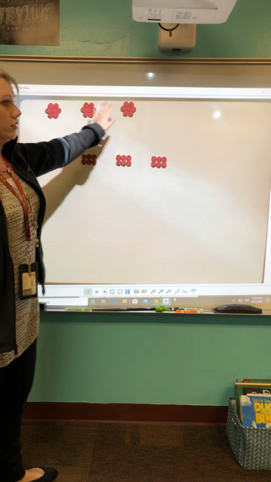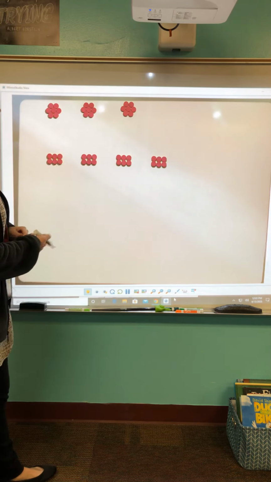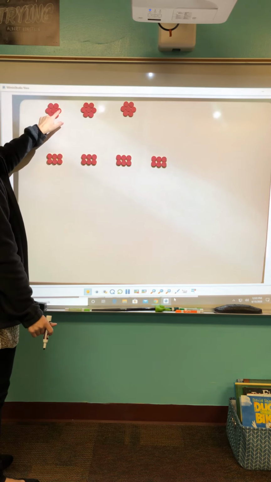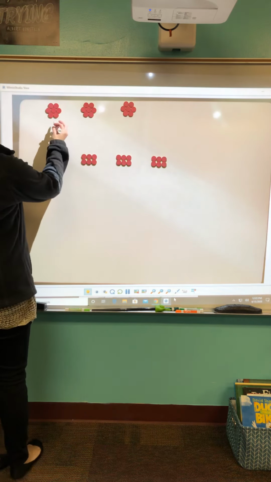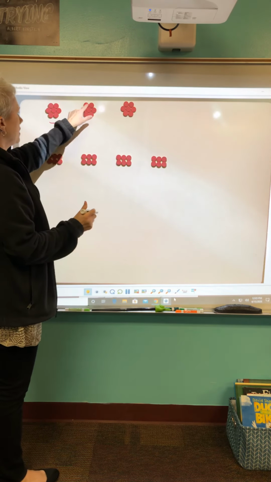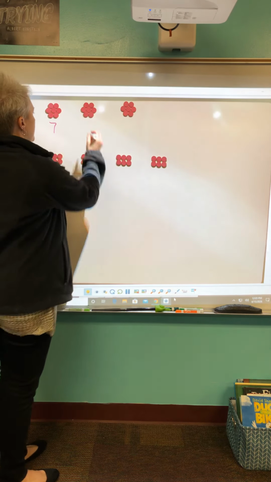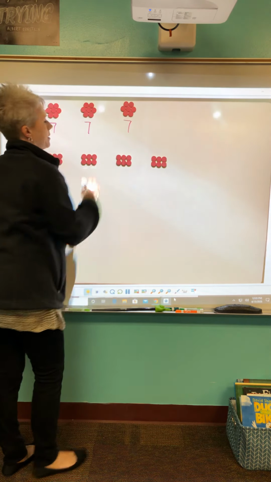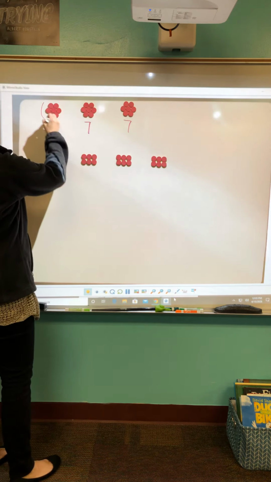I have 3 groups, and how many counters do I have in each group? Well, let's count. 1, 2, 3, 4, 5, 6, 7. Okay, so I have 3 groups. We can circle them up.